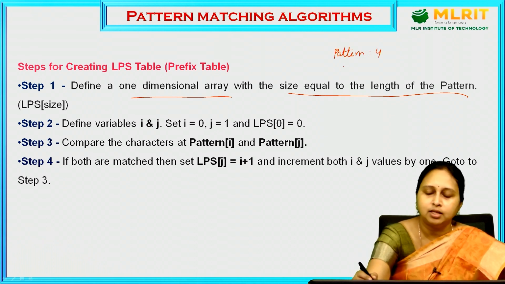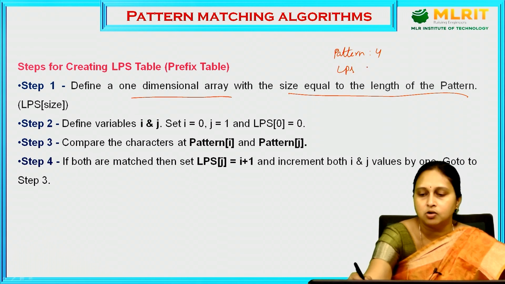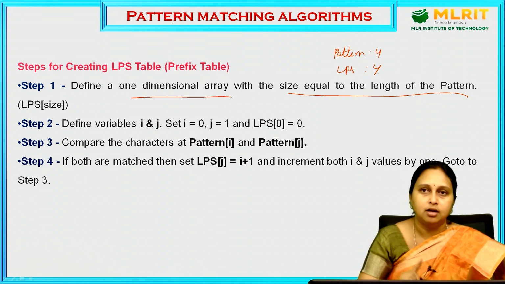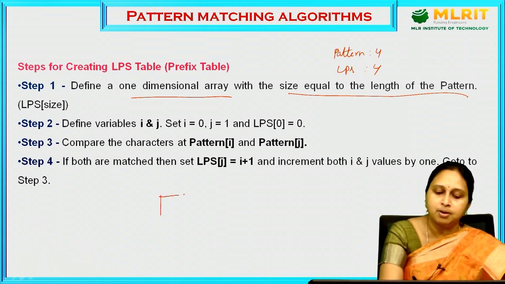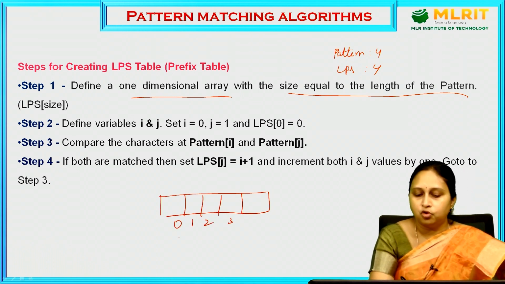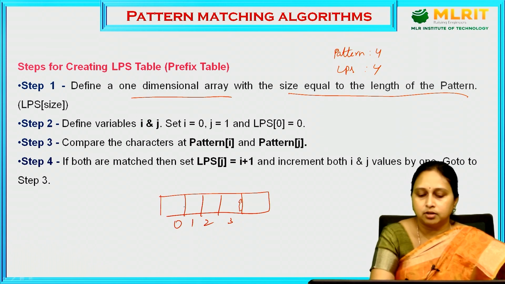In the same way, the suffix table, that is that LPS table, also should have the size as 4. First we are going to do that one. Within a one dimensional array we are going to represent it like this: 0, 1, 2, 3, right. 4 values, 0, 1, 2, 3, that's all. 1, 2, 3, 4 values we can store into this.